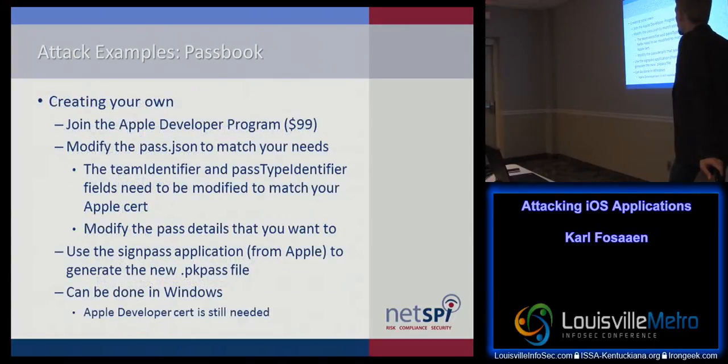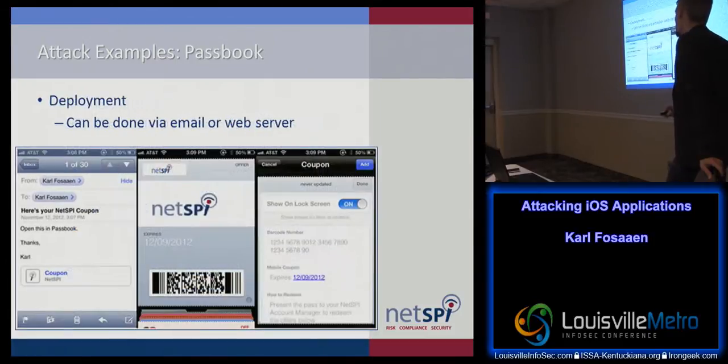So what you can do is modify pass.json to match whatever needs you feel fit. Modify your team identifier and pass type identifier to match your Apple certificate, and re-sign it, send it to yourself, and you're good to go. I do this from a MacBook that I've got at work. You can also do this from Windows. You need a developer cert. It's kind of a longer process to get into. We're not going to do that. It's a single command with this signpass utility that you get from Apple. So if you've got a MacBook or something you can use, it's a lot handier to do it that way.